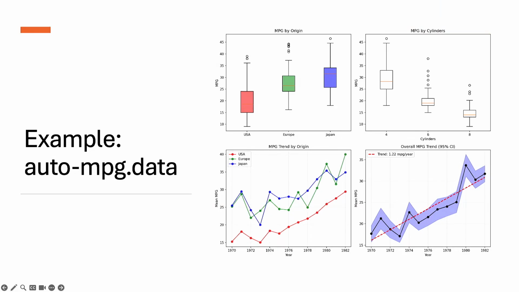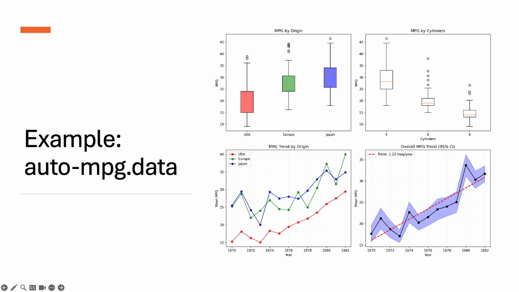Very quickly, an example. This is a famous data set of cars with their mileages and their weights and the number of cylinders from the 70s and 80s. And this is an output from the first phase. This is the EDA. We're just getting it to look at the data, literally look at it in the sense of making plots.